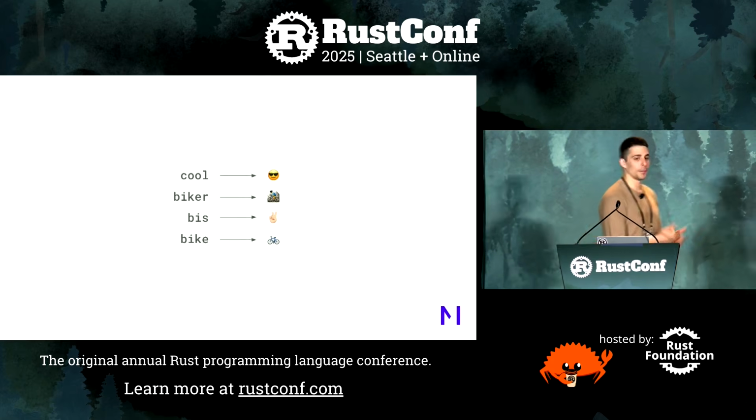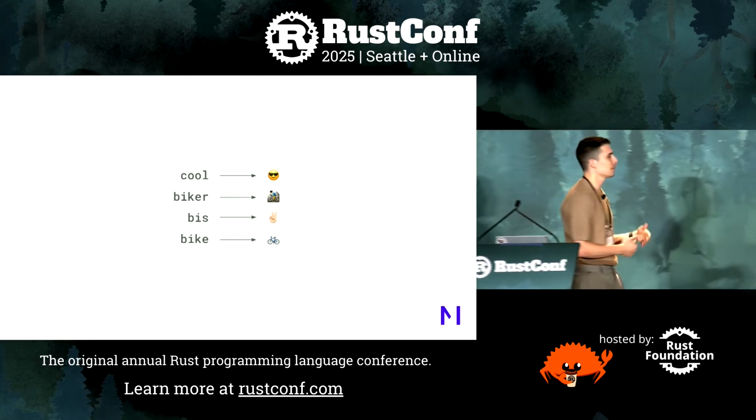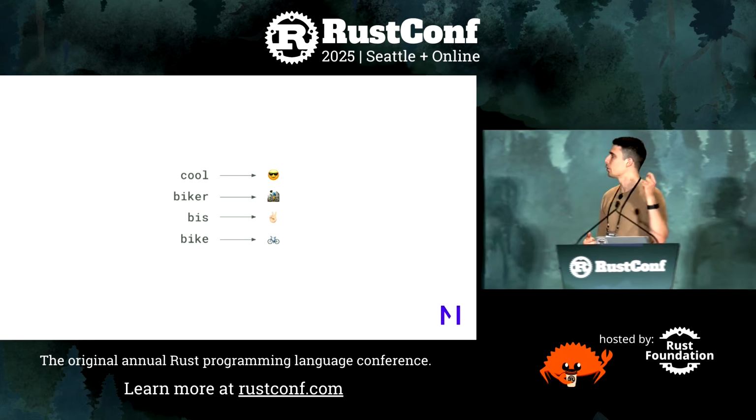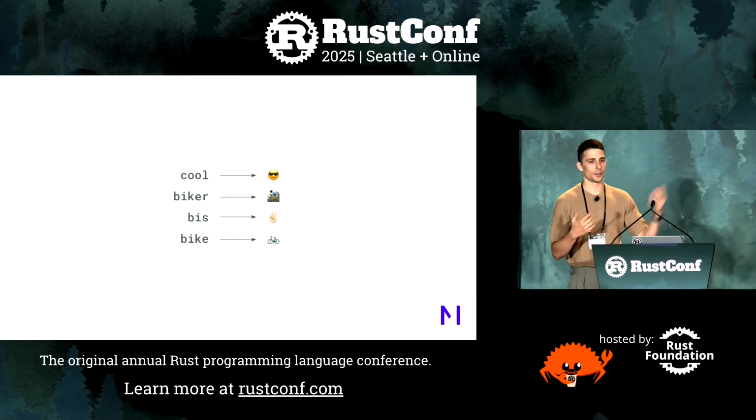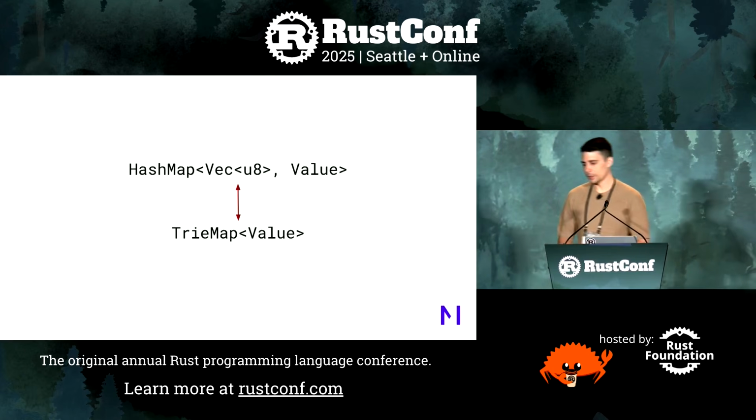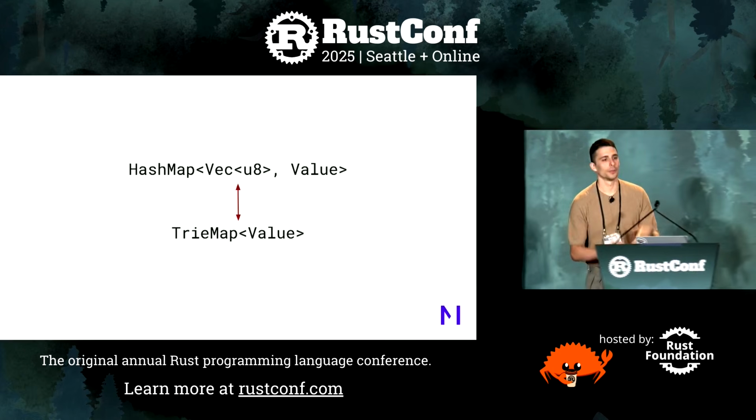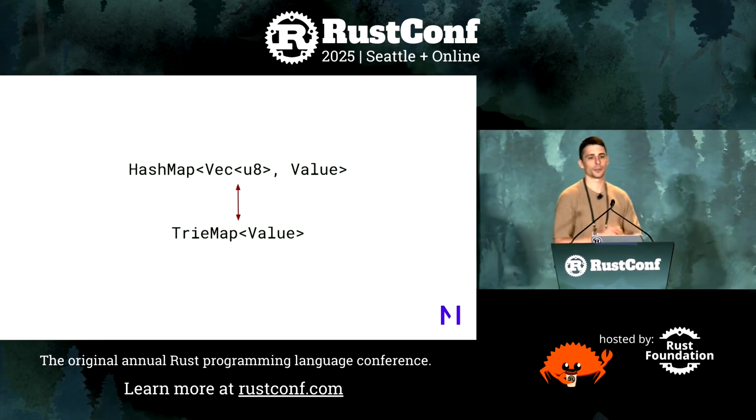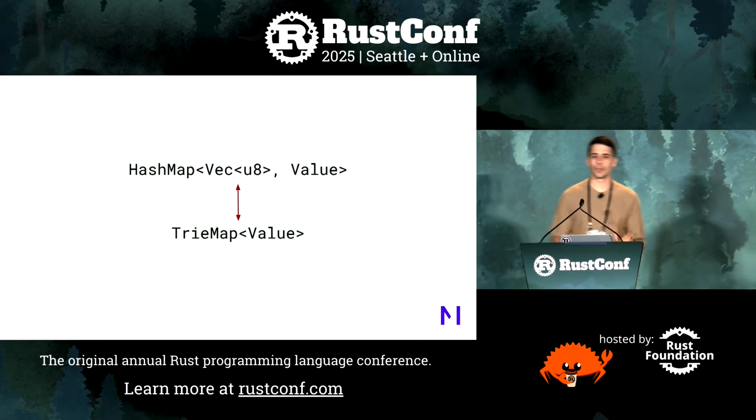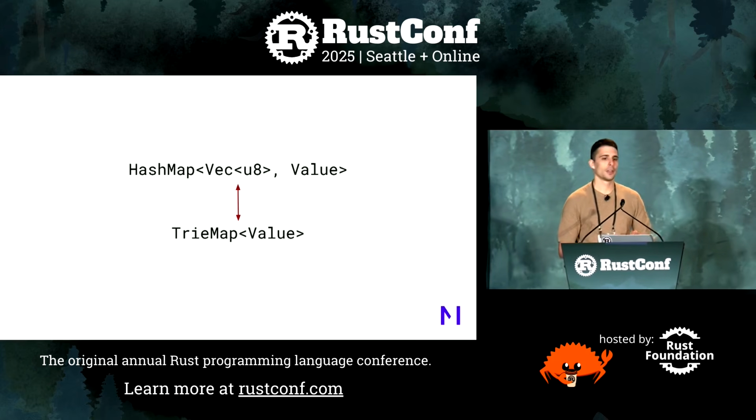A TrieMap is a map, first and foremost. So it's a way to associate values with keys. In these examples, the keys are strings: cool, biker, beast, and bike. Those are going to be our keys. And the values are emojis. You can think of a TrieMap as a hash map whose keys are vectors of bytes, or sequences more generally. And the payload can be whatever. It can be a number, strings, pointers. In most cases in this project, it's going to be pointers.